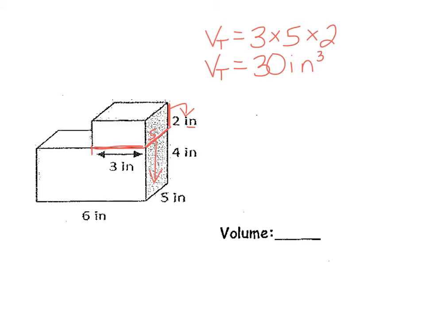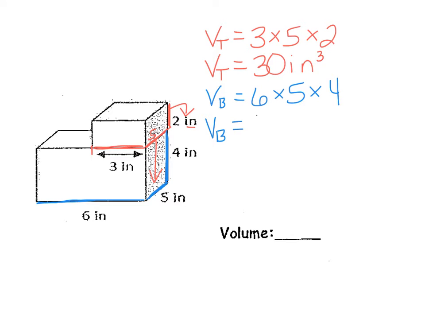Now I've got to find the volume of the bottom rectangular prism. So I'm going to put a little b there instead of that t. Start with my length. My length is 6 times my width is 5 times the height. The height isn't the entire height of the structure. The height is only to the top of that bottom rectangular prism. So that is 4.